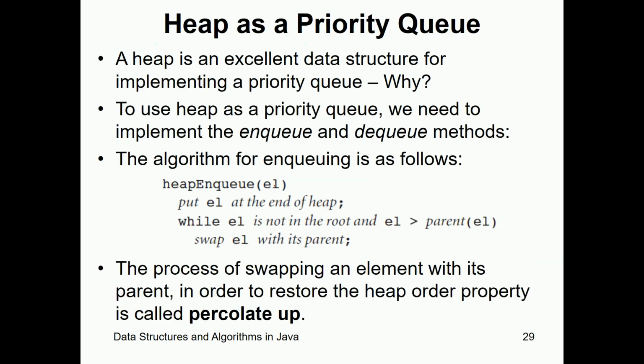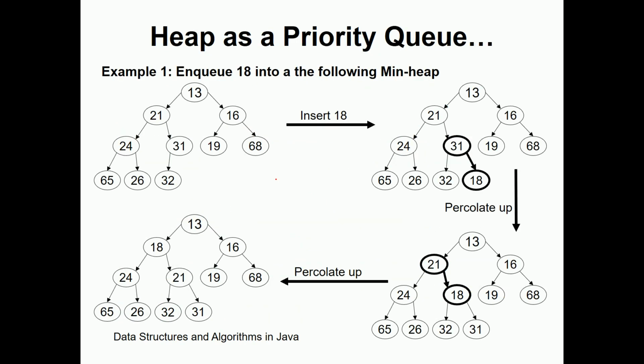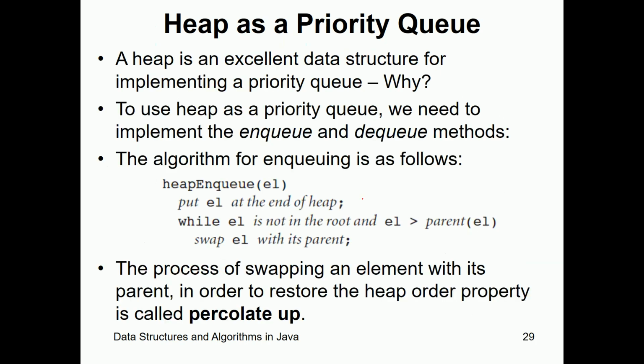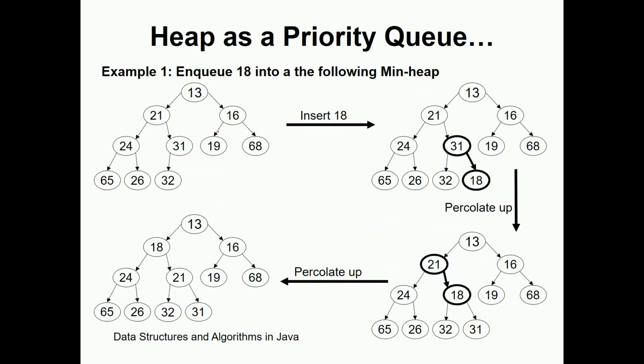First of all, when we enqueue an element, we just put it at the end of the heap, which means we always put it at the end. That's the first thing. And then, while this element is not in the root, and that element is bigger than its parent, we're just going to swap this element with its parent. So what we do, we insert at the end, and then we check. Are we at the root? Are we not on the root yet? That means we still need to do something.